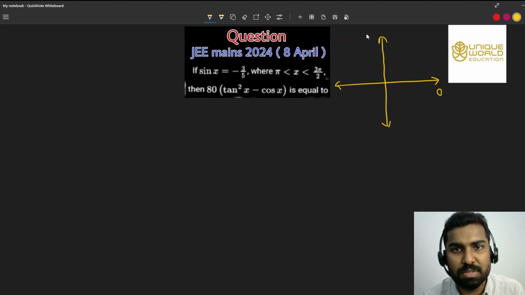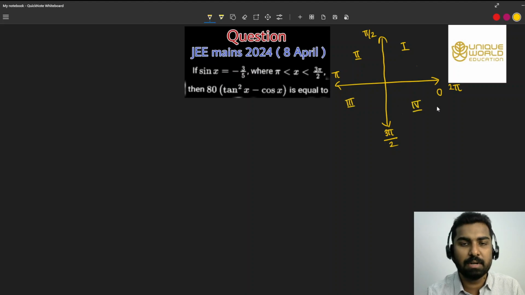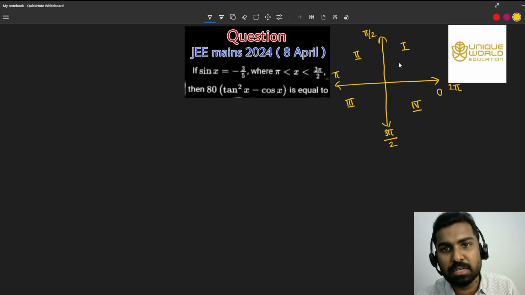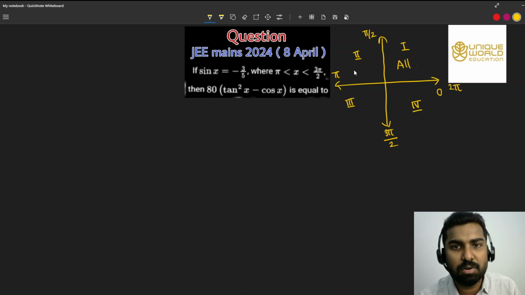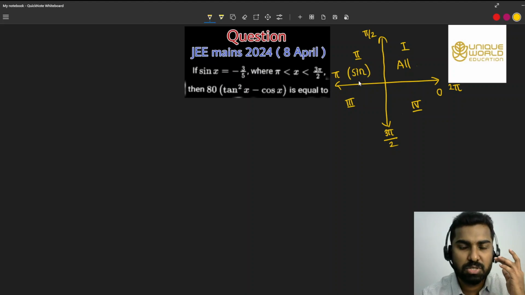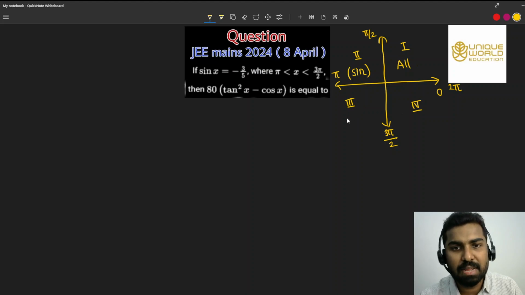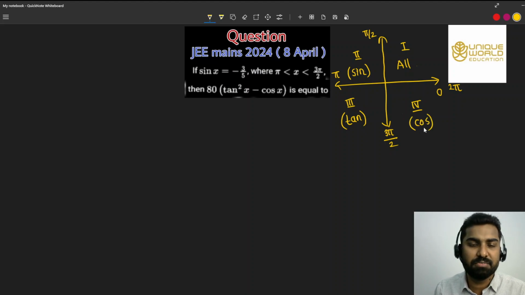So here we have 0, this is pi by 2, then here I have pi, then here 3 pi by 2, and this is 2 pi. This is our first quadrant, this is the second quadrant, this one is our third quadrant, and here I have the fourth quadrant. We know in the first quadrant all trigonometric functions are positive. In the second quadrant, sine is positive. If sine is positive, definitely the reciprocal of sine, the cosec function, will also be positive. In the third quadrant, tan and its reciprocal, cot, will be positive. And in the fourth quadrant, cos and its reciprocal, the sec function, are positive.